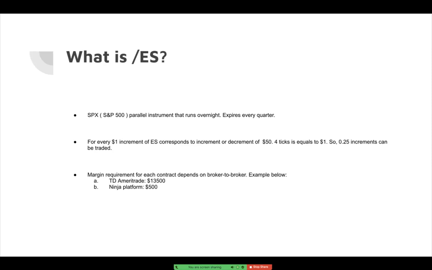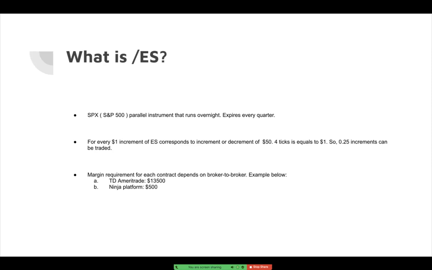So each contract trades for $50. For each contract of ES, you would be able to gain or lose $50 depending on whether you're long or short on the ES.